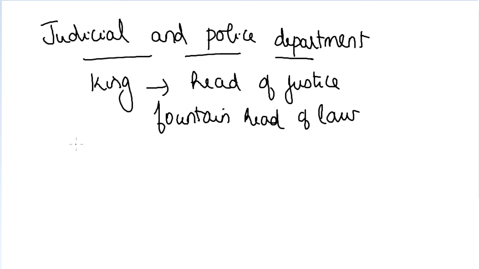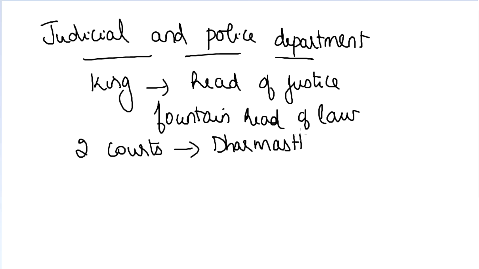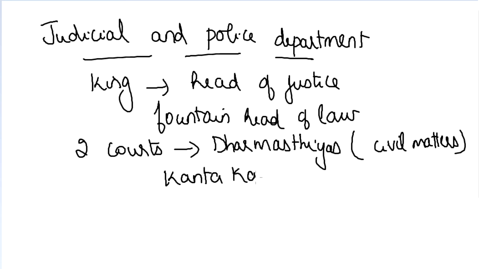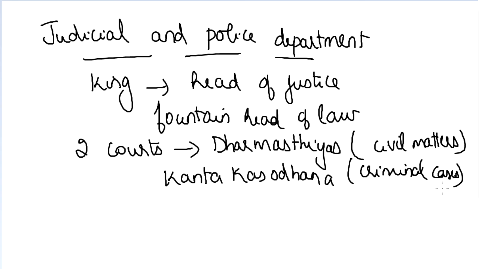Now Kautilya refers to the existence of 2 kinds of courts. One is Dharmasthiya, dealing with civil matters, and the second kind of court is Kantakasodhana, dealing with criminal cases. So according to the Arthashastra, Kautilya refers to 2 kinds of courts: Dharmasthiya, dealing with civil matters, and Kantakasodhana, dealing with criminal cases.